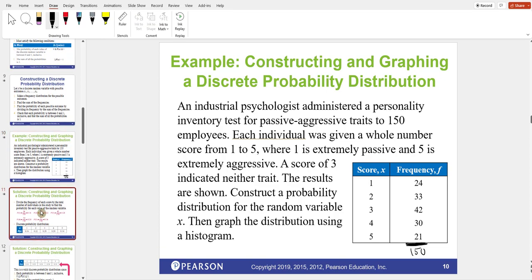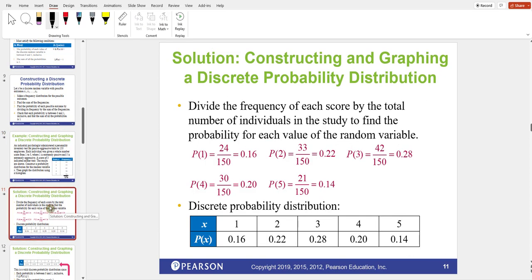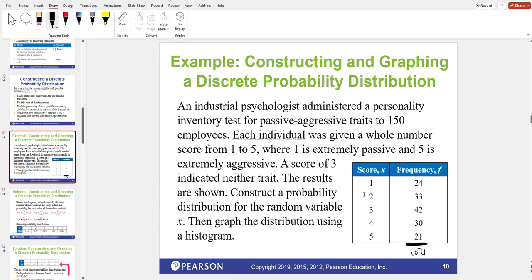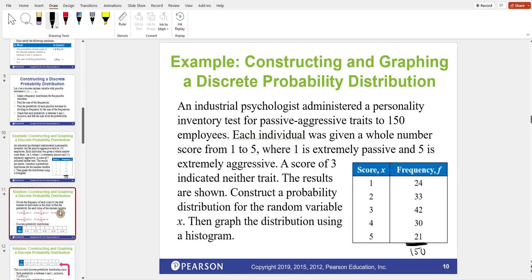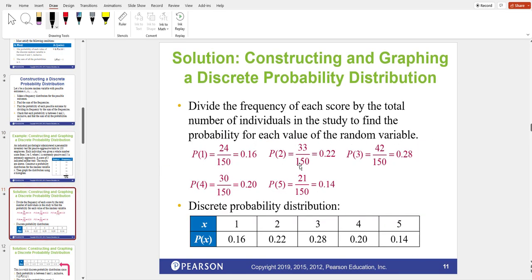So to construct the probability distribution, you're going to take each one of those frequencies and divide it by 150. So the first one was a score of 1. It was a frequency of 24. We're going to take 24 and divide it by 150, and that's how we get 0.16. It was 33 people who got a score of 2. We're going to take 33 and divide it by 150. And we do this for each frequency.